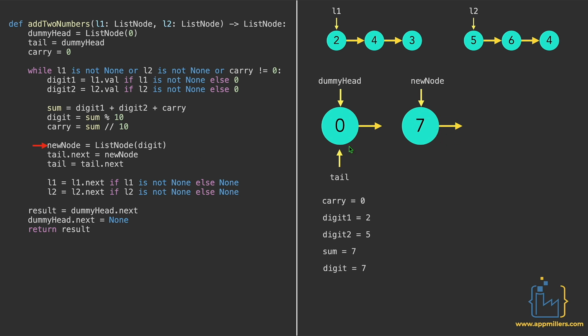Then we are going to append the new node to the dummy head that we have created over here. Now to be able to do that, we are going to access the tail.next, which is going to be this reference, and it points to this new node.